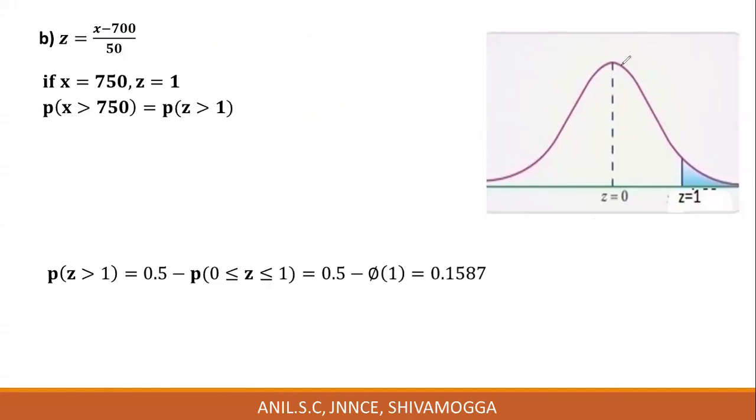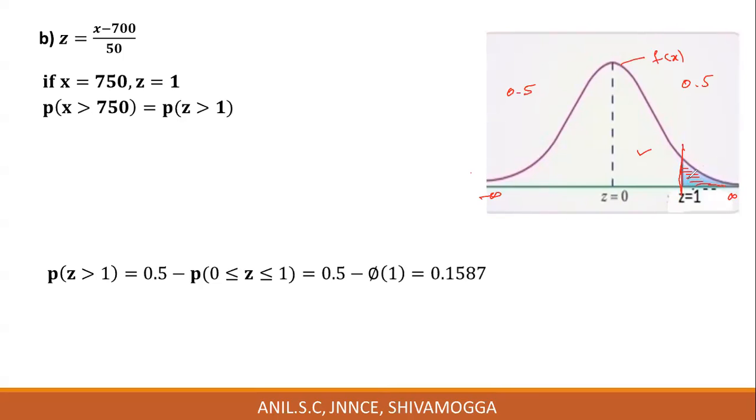This is our f of x. On this side we have half of the area under the curve, and this side half of the area under the curve. This goes up to minus infinity and this goes up to plus infinity. Z is equal to 1 comes somewhere here, a positive quantity. This is the area where Z is greater than 1 and this is required. This is the area where Z is less than 1.